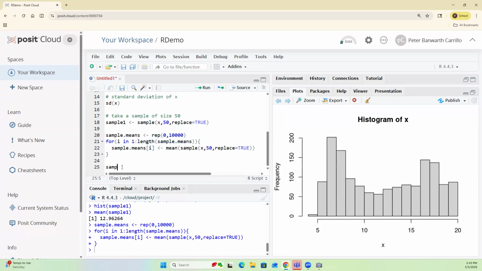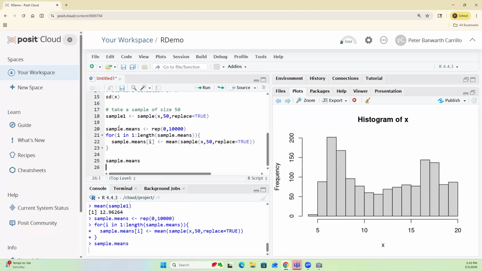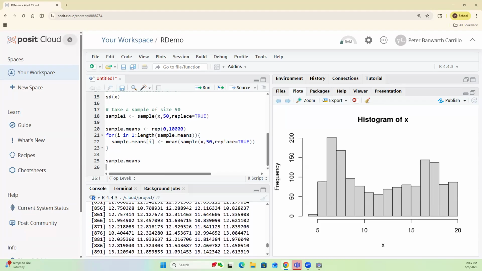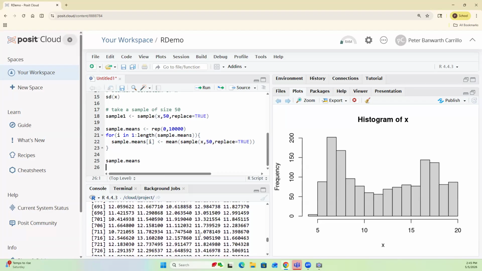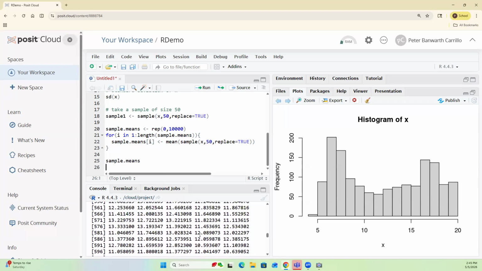Here are the sample means. Each one of those is the mean of one of the samples. How many means do I have total? I have 10,000 of them, right? And it took less than a tenth of a second. Computational power. Statistics is a computational science. Let's look at what those sample means look like.